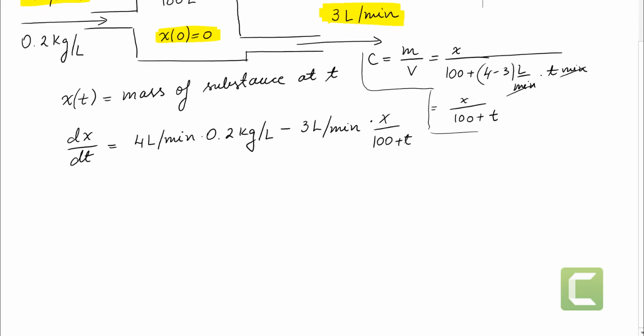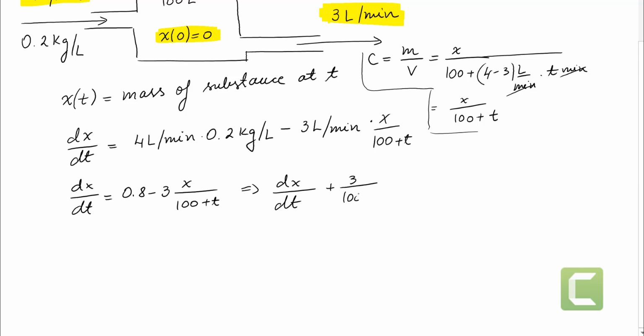And now I'm going to solve the equation. So dx dt equals 0.8 minus 3x over 100 plus t. So this is a differential equation, and we learn in chapter 2 different types of equations. So I'm going to arrange this one a little bit, and I have an idea. I would write it as dx dt plus 3 over 100 plus t times x equals 0.8, which would be a linear differential equation. So I'm going to solve it.